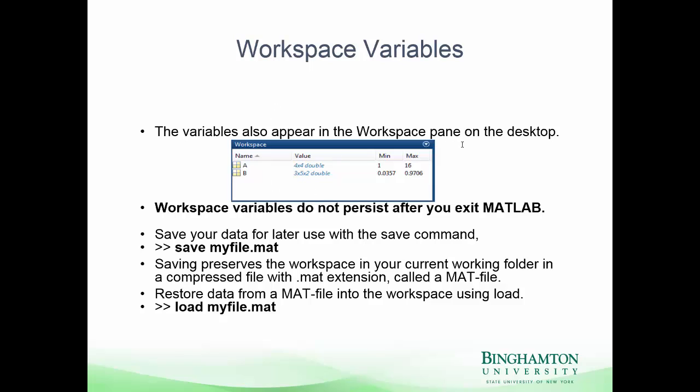So yeah, the workspace window or workspace pane on the desktop, all that stuff shows up here in a little different format. But it also has some other stuff. It tells you the minimum and maximum value. So we just created that A matrix. The largest value in that A matrix is 16. And the smallest value in that A matrix is 1. And likewise, in this 3 by 5 by 2 array, here's the minimum and maximum values that are in there.